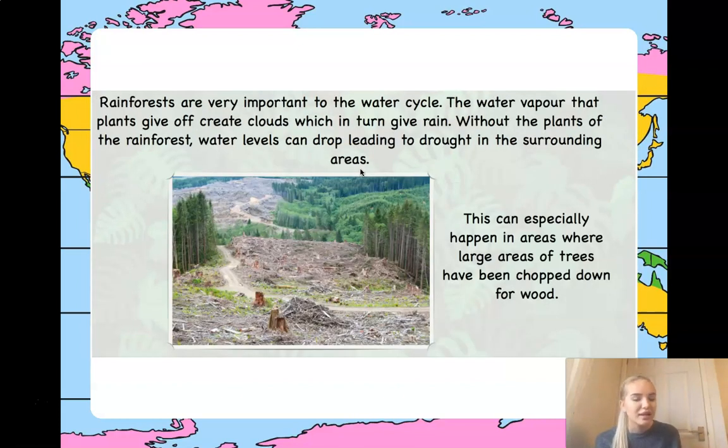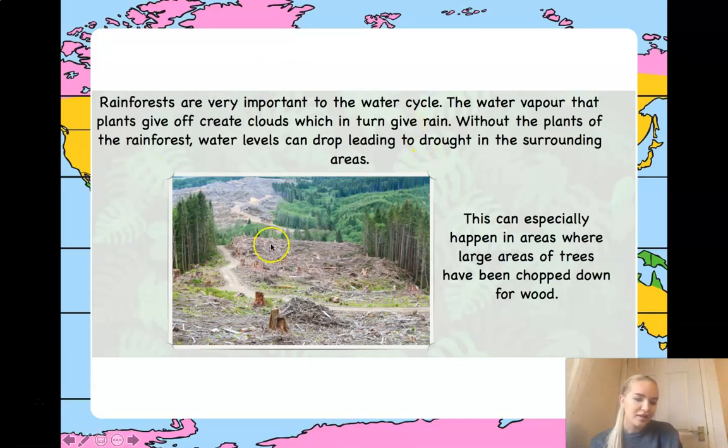Rainforests are really important to the water cycle because the water vapour that plants give out creates clouds, which in turn creates precipitation, giving rain. Without the plants of the rainforest giving off water vapour, water levels can drop because the water cycle wouldn't be going round. This can lead to drought in the surrounding areas.